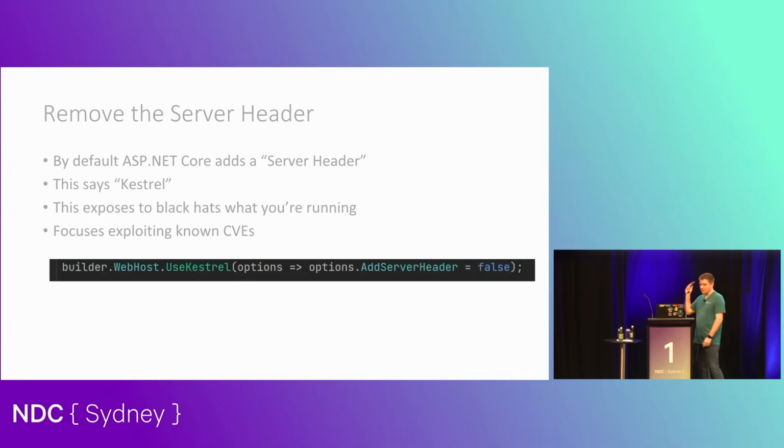So it's really easy to fix this. You just do builder.WebHost.UseKestrel and say AddServerHeader false. So that's all you do in order to remove the server header that gets added by default.